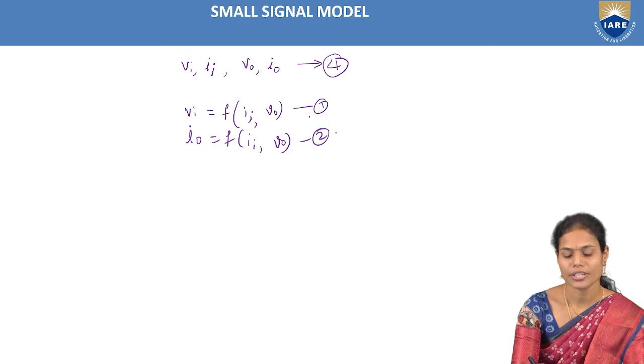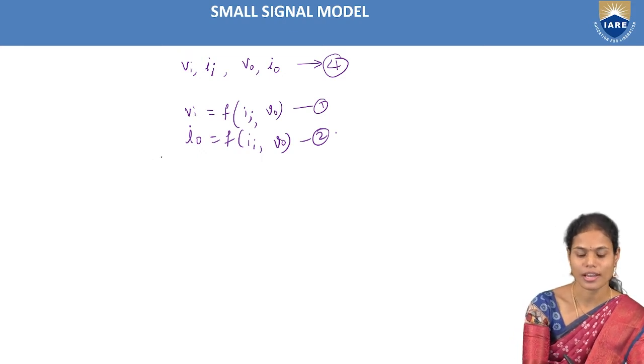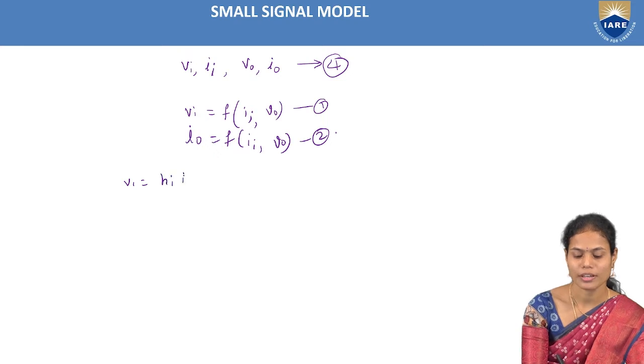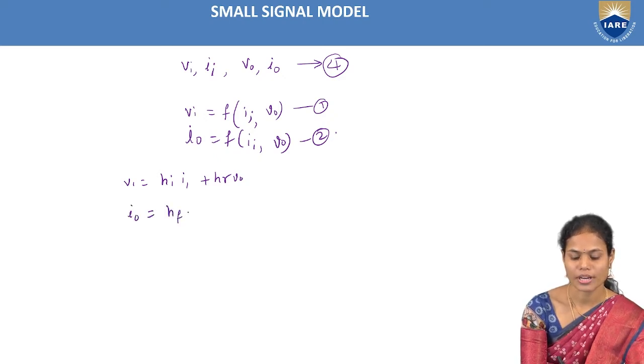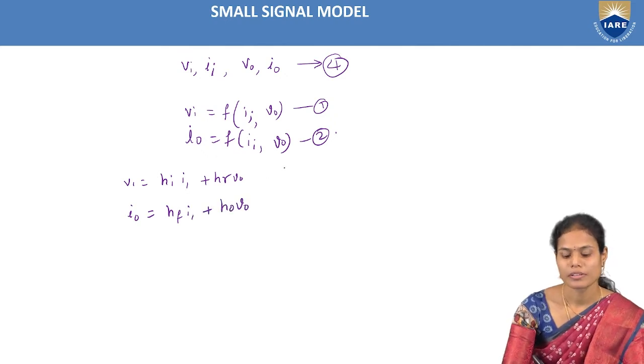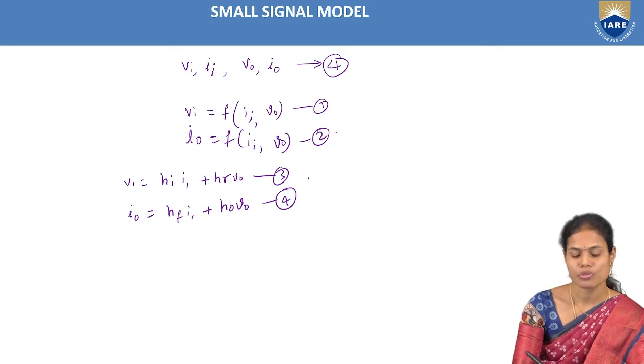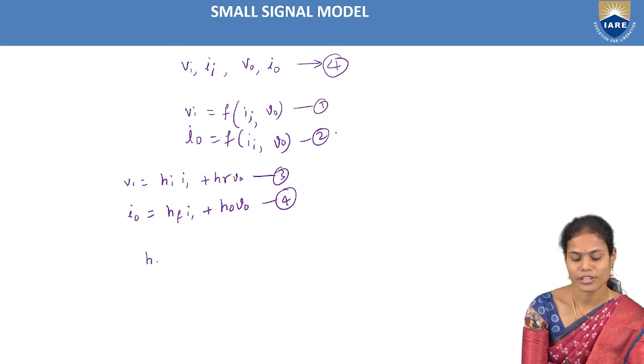Next we can write these equations as Vi equal to hi I1 plus hr V0, and Io equal to hf I1 plus ho V0. So these two are the equations after including the H parameters. From this we can find the H parameters.